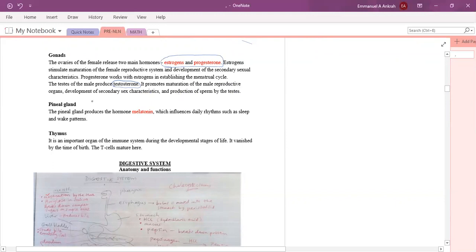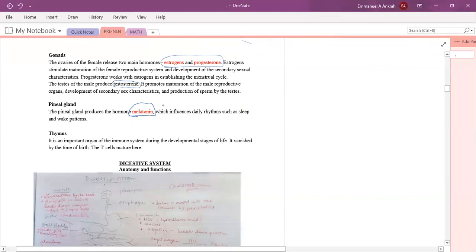And then the other gland is the pineal gland. The pineal gland usually is not too far away from where the pituitary and the hypothalamus are, just a little bit behind that, and it produces what we call melatonin, the hormone melatonin. And this influences the daily rhythm, such as sleep and wake patterns.